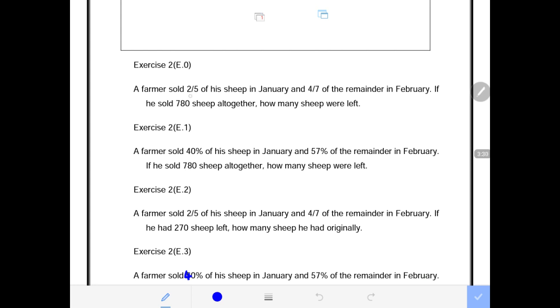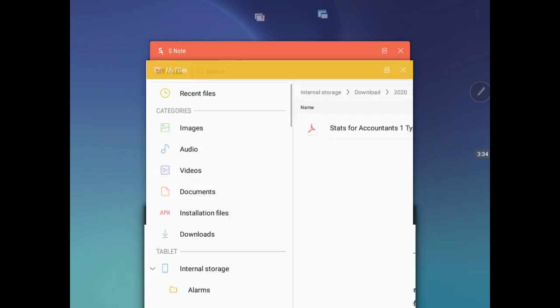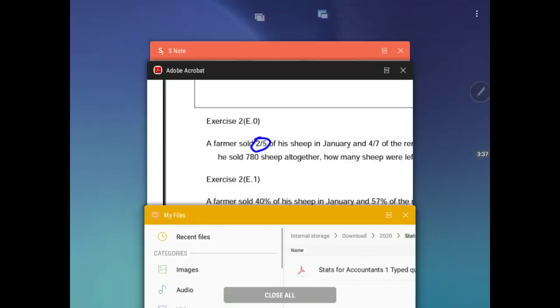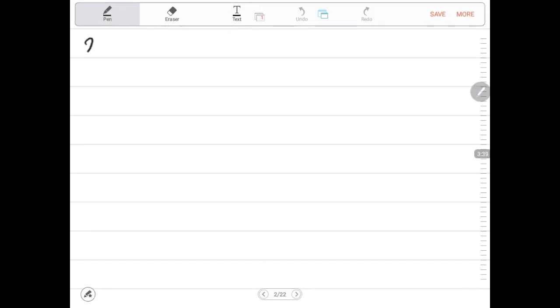It says a farmer sold 2/5 of his sheep. If he sells 2/5 of his sheep, we need to know how much is the remainder. 2/5 is what was sold in the month of January, then 3/5 will be the remainder. So he sold 2/5, and the remainder is 3/5.